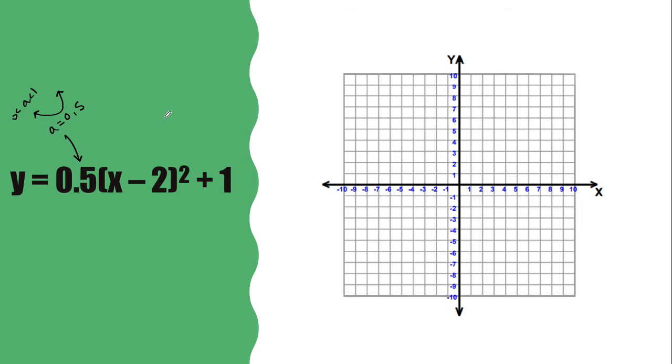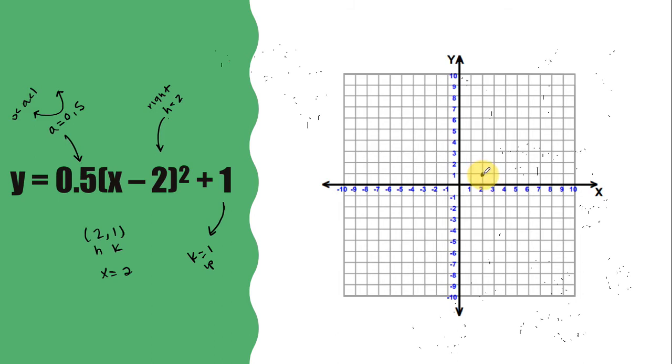X minus 2, that means positive 2 is your H value. It moved to the right 2 compared to the parent function. And plus 1, so that K value is positive 1, meaning it moved up 1. So my vertex is at (2, 1), my H and K. My axis of symmetry is at x equals 2. So let's plot the only point we know. The only point we know right now is the vertex. So (2, 1). There's my vertex.